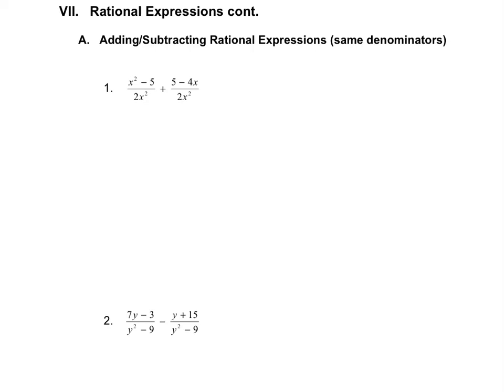Today we're going to learn how to add and subtract rational expressions. A rational expression is nothing more than a fraction, so we're really going to add and subtract fractions. Let's go over the rules for adding and subtracting fractions.